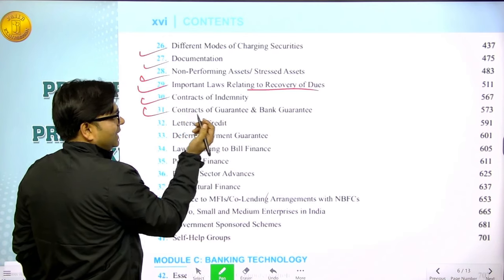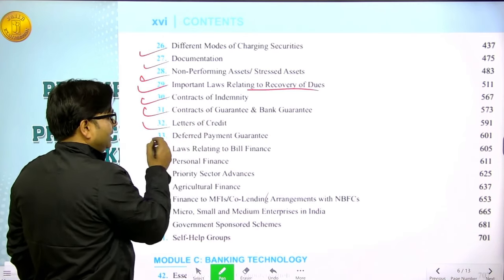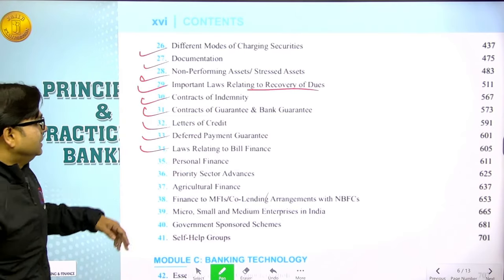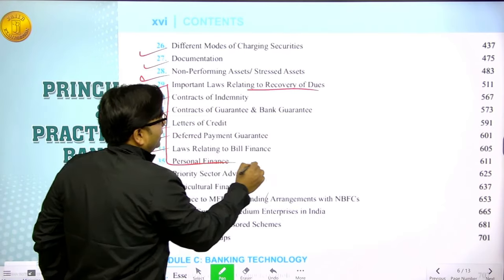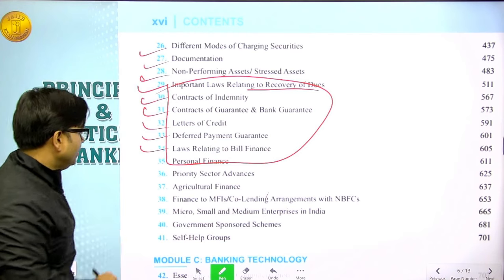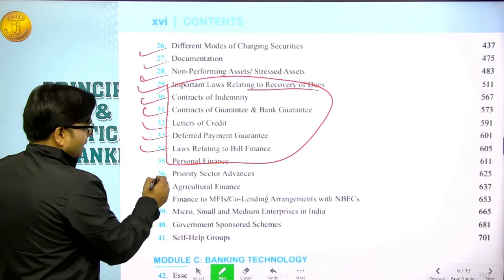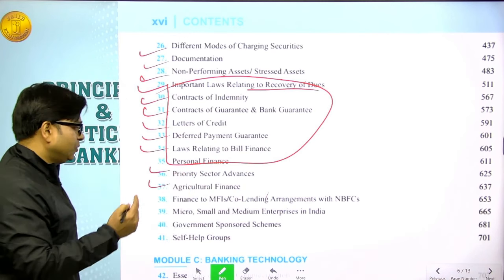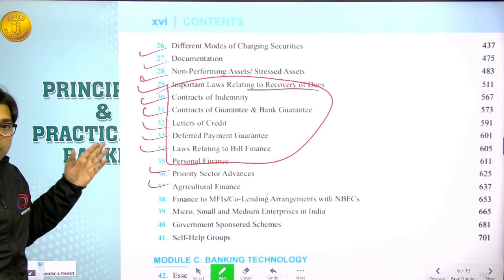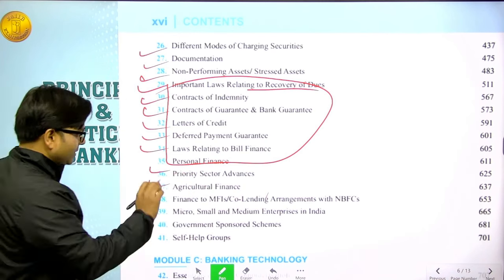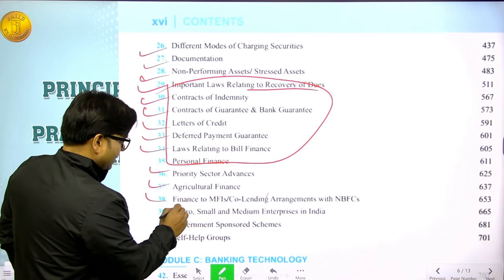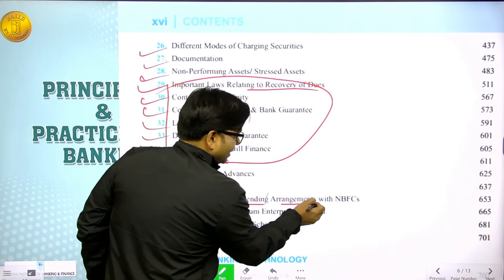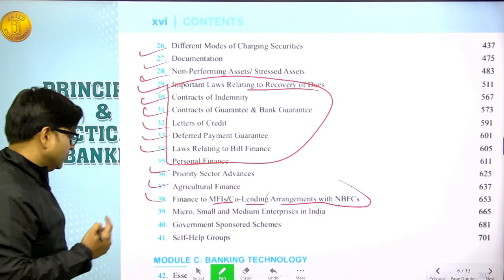Contract of guarantee and bank guarantee, letter of credit, deferred payment guarantee, law relating to bill finance. These are the topics from LRB module B, if you remember, you can check it. Then priority sector advances, agriculture finance, one of the topics of module B of PPB, that was retained. Okay, finance to MFI and co-lending arrangement with NBFC, this is the new topic.